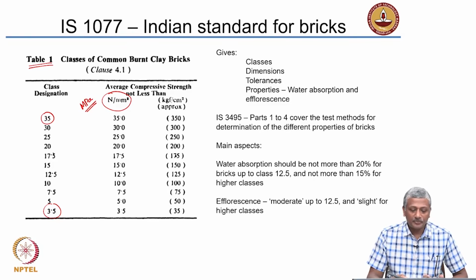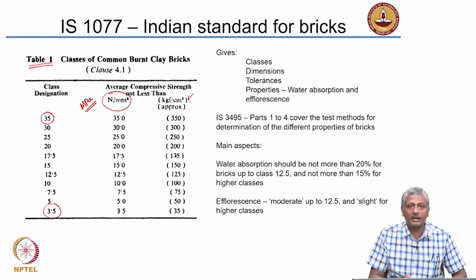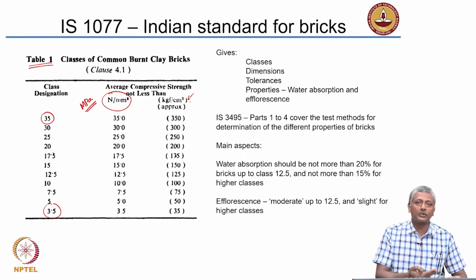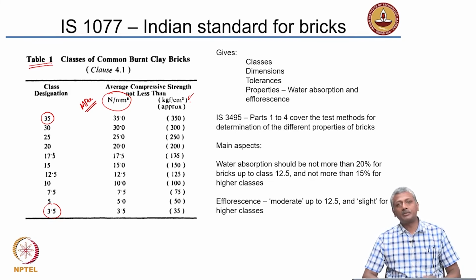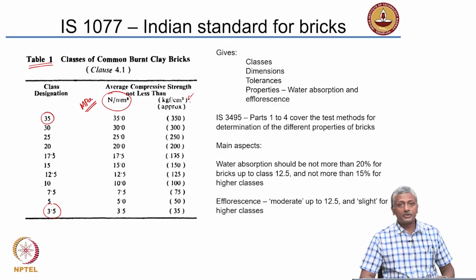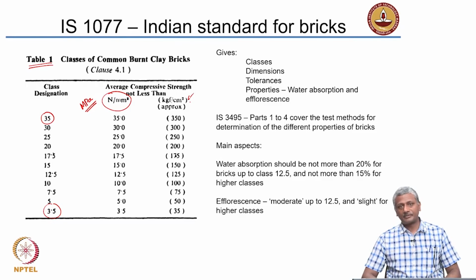Again, the strength is also given in the old English system, that is kilogram force per square centimeter. That basically is almost equal to 10 times the megapascal strength. So 35 becomes 350, 20 becomes 200 and so on. Based upon the strength of the brick, you define the category or class of the brick.